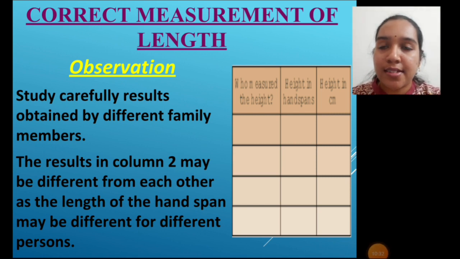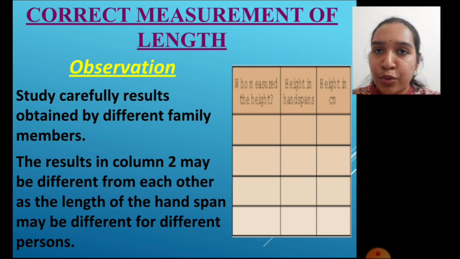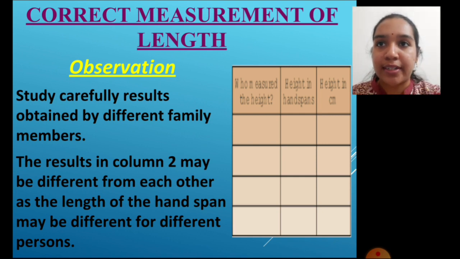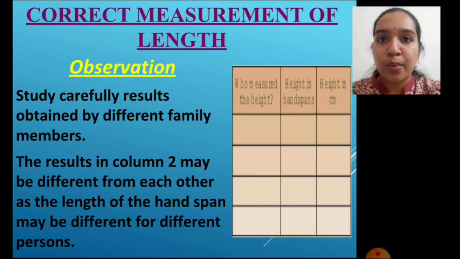Upon observing the results obtained from you and other family members, and on comparing them, you notice the results entered in the table as shown in the image in your notebook. The results in column 2 are different from each other as the length of the handspan is usually different from each other, as we have already learnt. The handspan is different for each individual. So the results also will be different for each individual. That means it is not the correct unit of measurement.